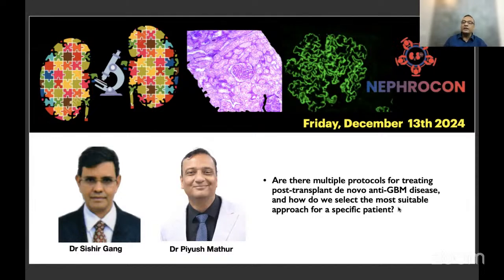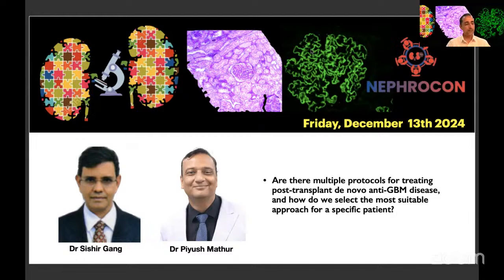Again, sir has already mentioned that we need to withhold the antimetabolites and continue the cyclophosphamide, and come back to MMF or azathioprine once the treatment is over. So I think there is no major difference in treating the de novo anti-GBM disease post-transplant when we compare it to the anti-GBM in the native kidneys. So it is almost the same.